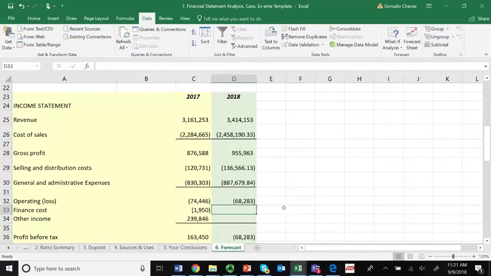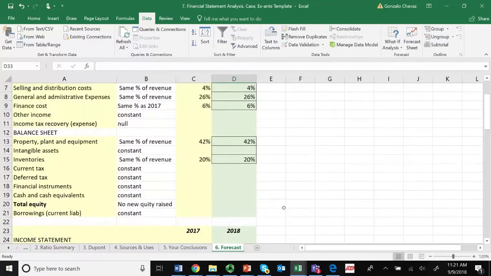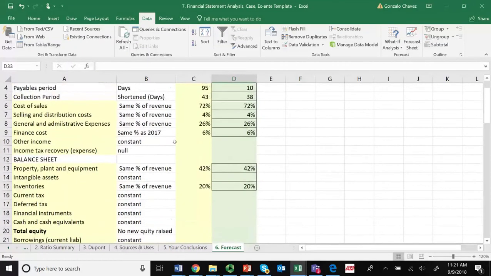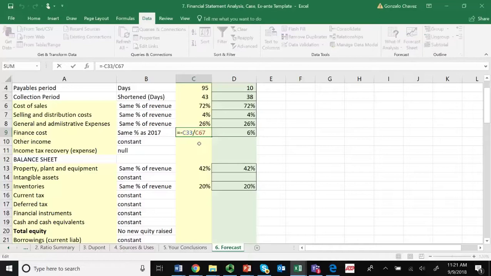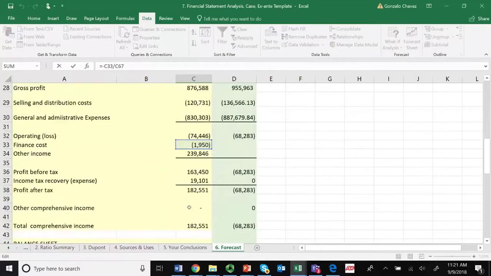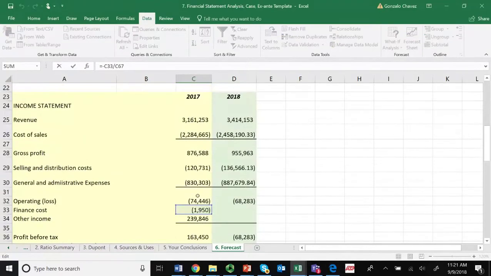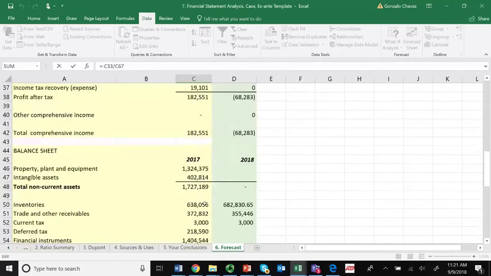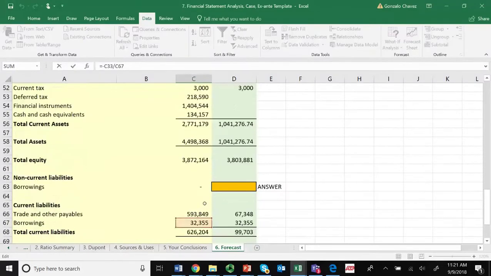There's a financing cost. The financing cost is, if we scroll up, financing cost is assumed to be, same as 2017, 6% of those. If you double click here, you'll see this. We're basically using the same historical information. Okay, so we're just dividing C33 by C67, right? Which is the borrowings, right? Which remain basically the same. That's exactly what we're going to do here as well.